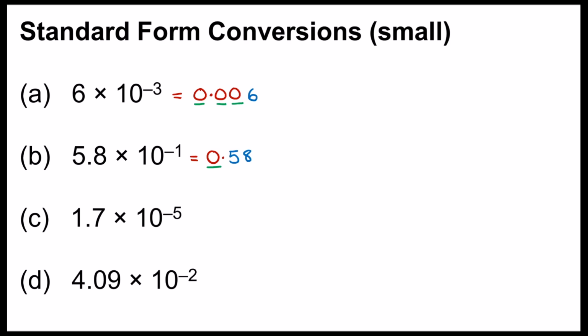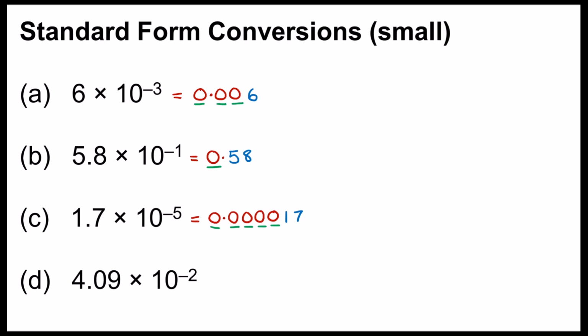For my third example, I start off by looking at the power. Because it's minus 5, this means I need 5 zeros at the front of my number. So 1, 2, 3, 4 and 5. Next, I need to put a decimal point after my first 0. And finally put the digits that appear at the start of my number in standard form. So that's a 1 and a 7. My final answer is 0.000017.